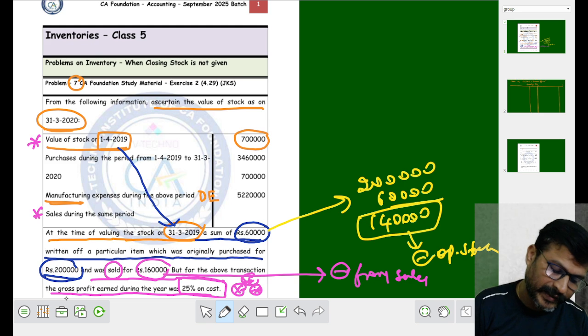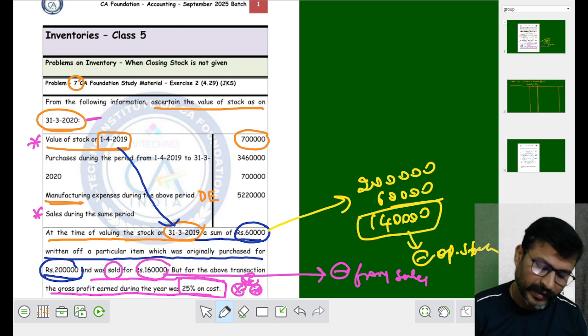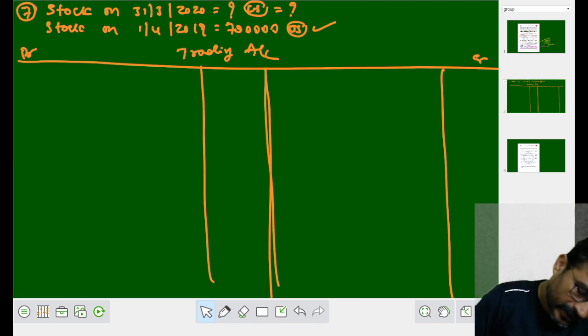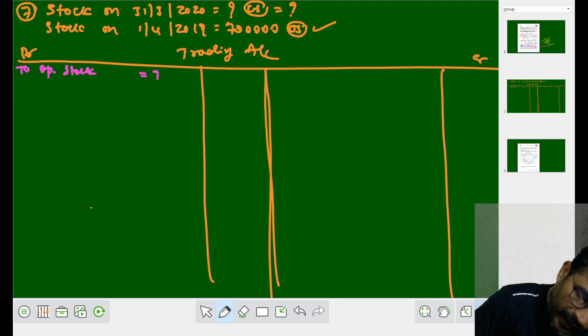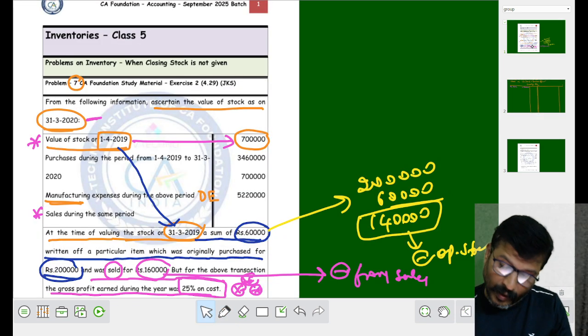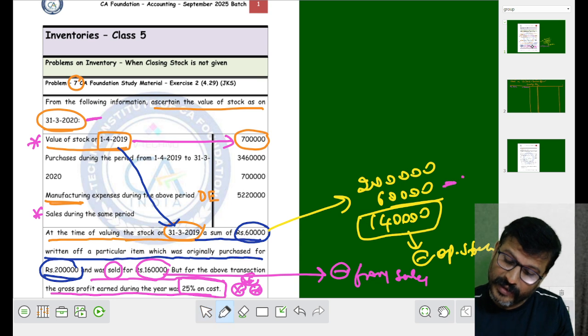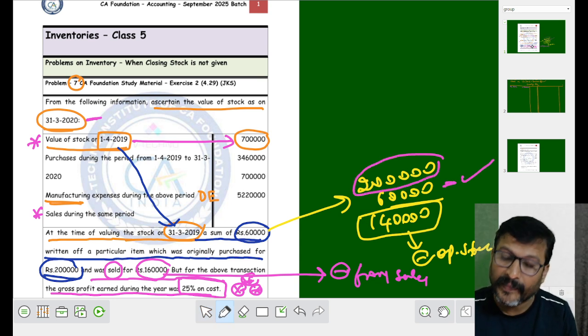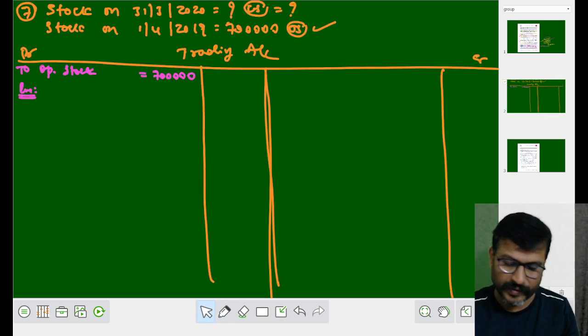We have to ascertain the stock on 31st March 2020. Opening stock is given, 7 lakh rupees. So, you take to opening stock 7 lakh rupees in the inner column. Out of this, what we have to subtract? Out of this, 60,000 was already written off, but originally purchased for 2 lakh. Now the balance is 1 lakh 40,000. Now it is to be written off.